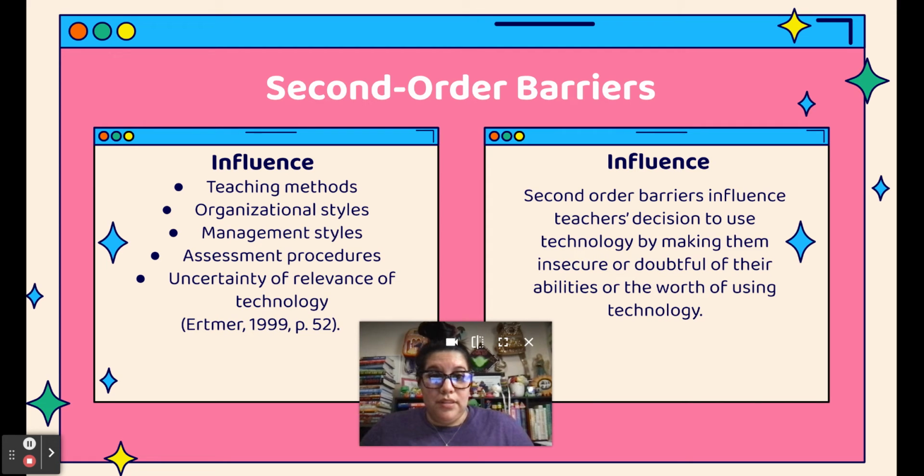It also influences the teacher's decision to use technology by making them insecure or doubtful of their abilities or the worth of using that technology. So, similar to first order barriers, second order barriers stop teachers from using these tools before they've even gotten started. But these, I feel, again, are so much more dangerous because they make the teachers doubt themselves, their abilities, and the technology before they even get started.